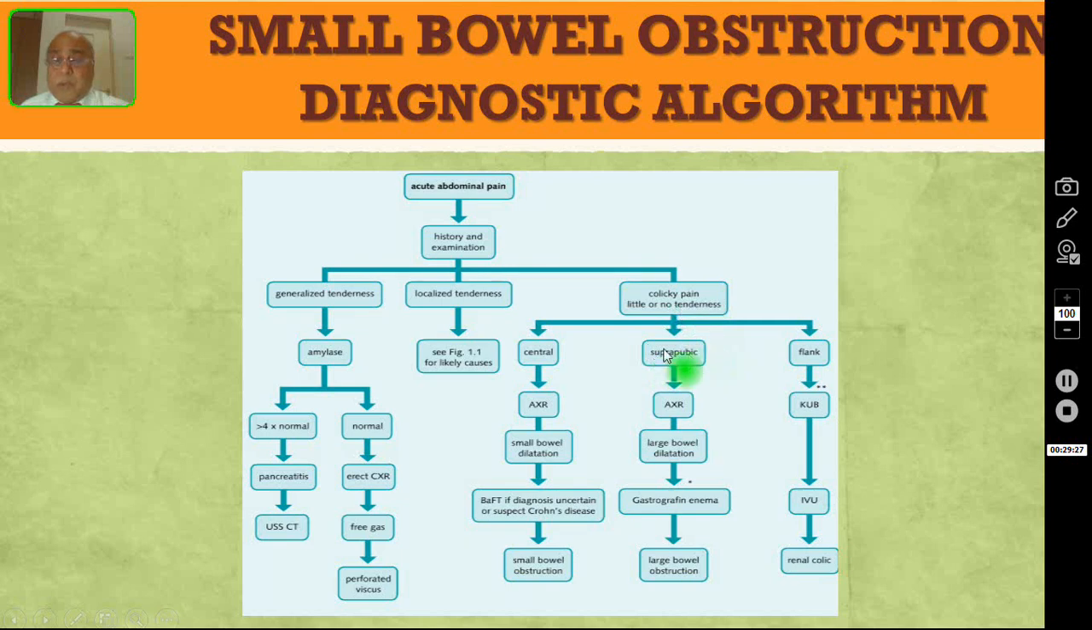If it is suprapubic pain, here also you have to do an abdominal X-ray. So you can see the large bowel obstruction here in the suprapubic area. If it is flank pain, in the KUB area, then you have to do an IVU. Probably it is a case of renal colic. But nowadays we are not doing IVU, we are straight away doing single slice, non-contrast helical CT. That is the investigation of choice for any stone, any urolithiasis. We are not doing IVU nowadays.